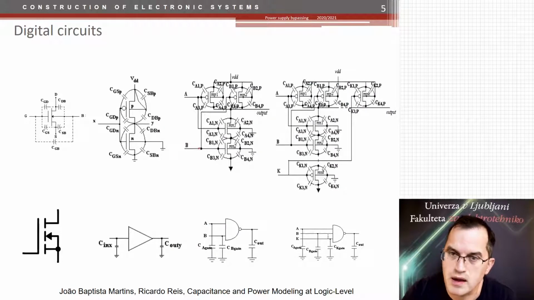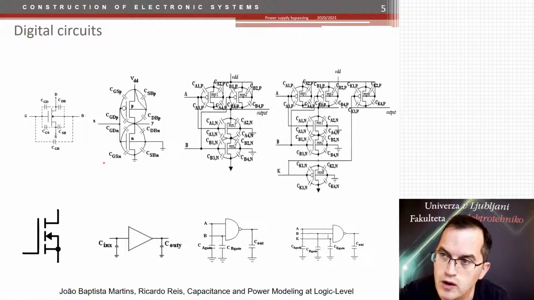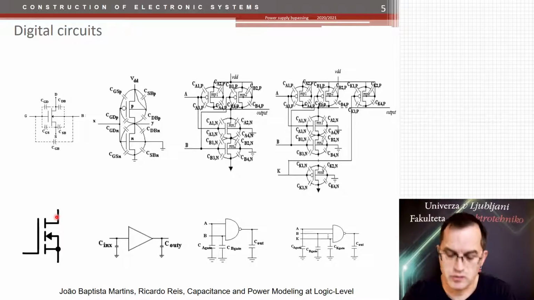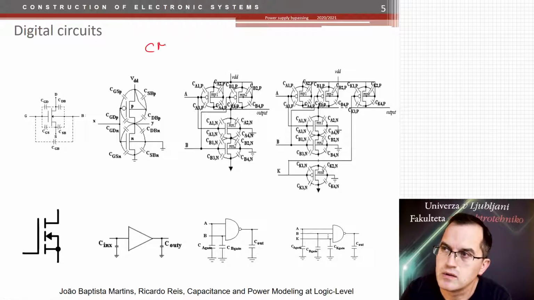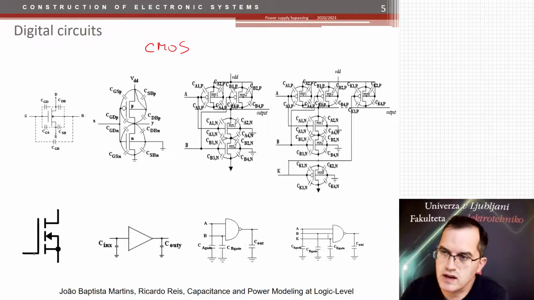Imagine a single MOSFET as a building block of the microcontroller. All microcontrollers are made in so-called CMOS technology nowadays. So CMOS means complementary MOS. And this means that they contain N-channel MOS and P-channel MOS transistors. And each MOS transistor has at least one major capacitance called the CGS, between the gate and the source.